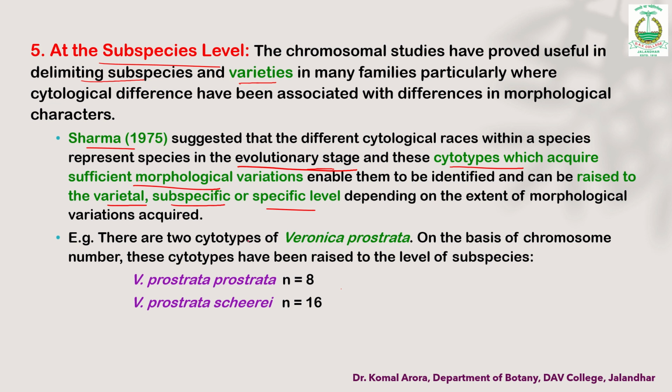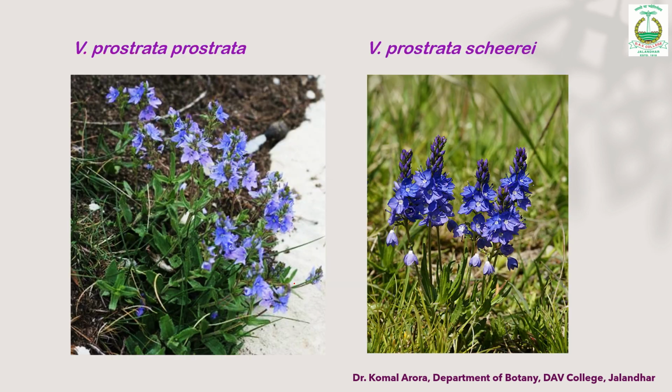So here is an example of Veronica prostrata. This has two further subspecies, prostrata and schiri, and you can see here the base number is different. Depending upon that base number, if morphological variations also arise in future, they can easily get promoted to the species level. So these are the two, Veronica prostrata and Veronica prostrata schiri.